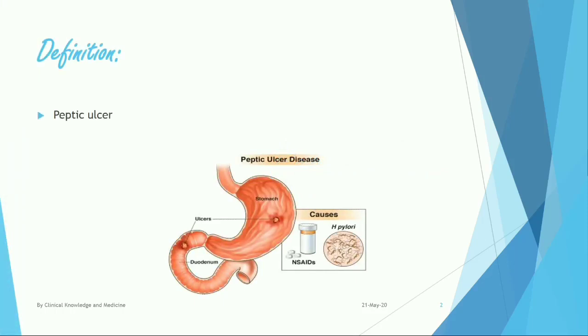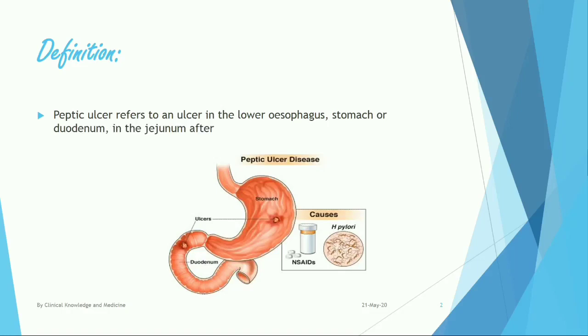Hello friends, this video is about peptic ulcer. Definition: Peptic ulcer refers to an ulcer in the lower esophagus, stomach or duodenum, in the jejunum after surgical anastomosis to stomach, and in the ileum adjacent to a Meckel's diverticulum.